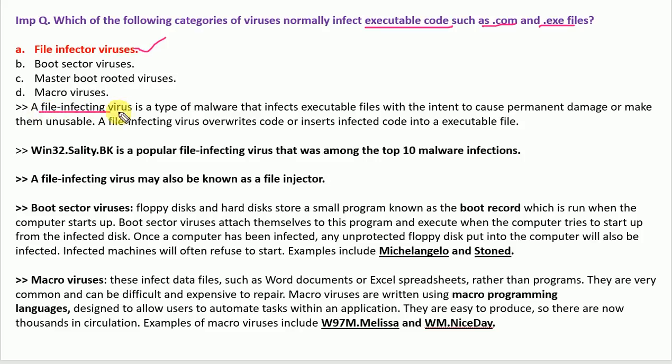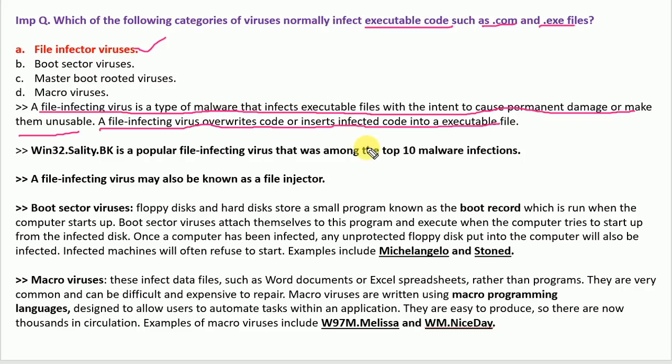So file infecting viruses are a type of malware that infects executable files with the intent to cause permanent damage or make them unusable. Okay, a file infecting virus overwrites code or inserts infected code into an executable file. So I think now it's clear what basically the purpose of file infector viruses is.